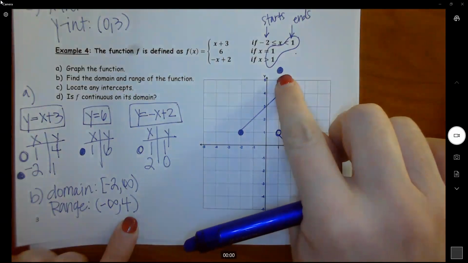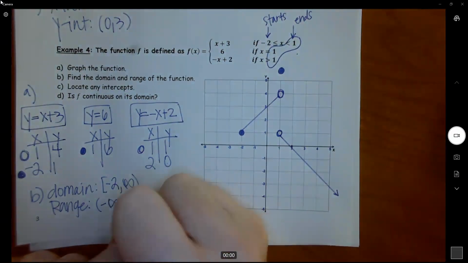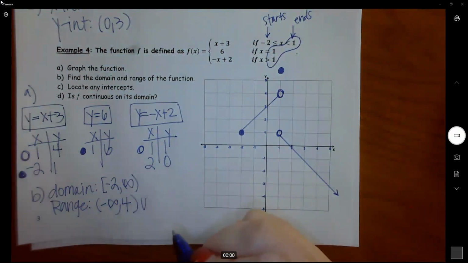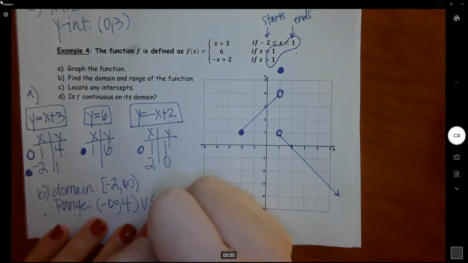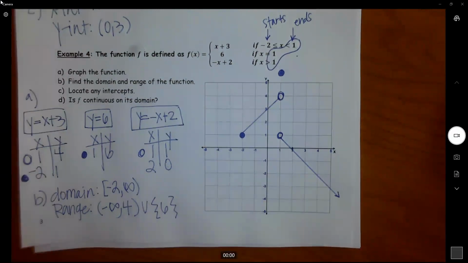It still includes this y value of 6 though. So we'll do union. And then when you do one individual number or individual numbers, you need your squiggly brackets. So -infinity to 4, then the union {6}.